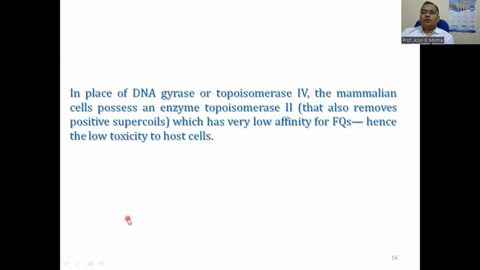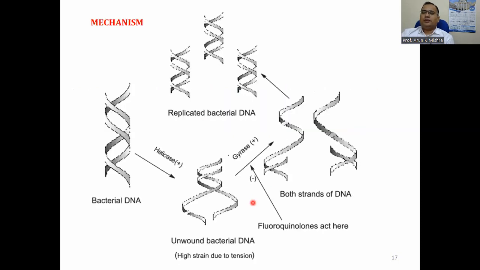Clear? Now, in human beings, in place of DNA gyrase or topoisomerase 4, in the human body topoisomerase 2 is present. This topoisomerase 2 has very low affinity for the fluoroquinolones. तो हमने इससे क्या सीखा कि fluoroquinolone has a strong affinity with topoisomerase 4, which is present in the bacteria. Fluoroquinolone has very little affinity with topoisomerase 2, which is present in the human body. This indicates that the fluoroquinolones are very effective in inhibiting topoisomerase 4 by binding with it, and there is very little effect on topoisomerase 2, meaning the host cell has very little toxicity.